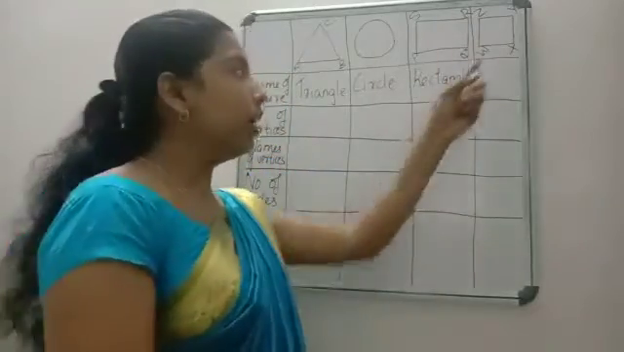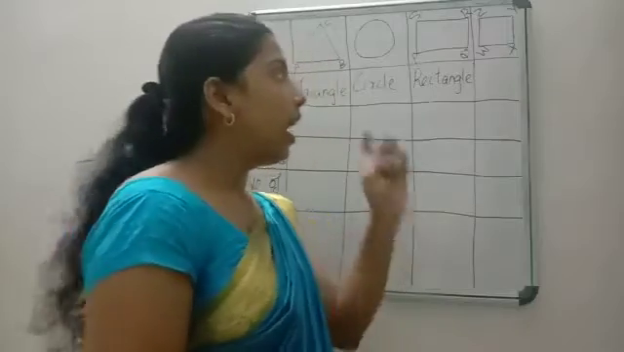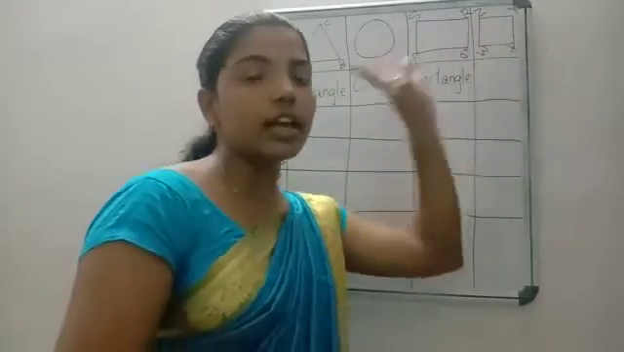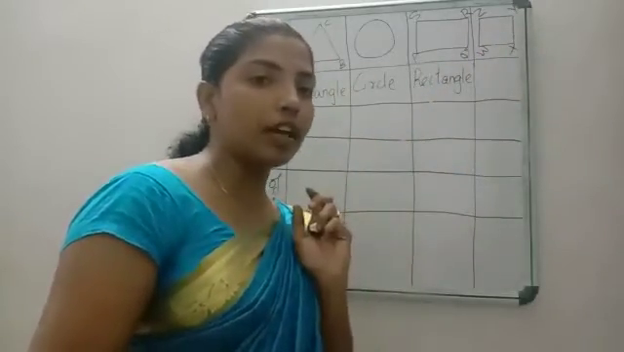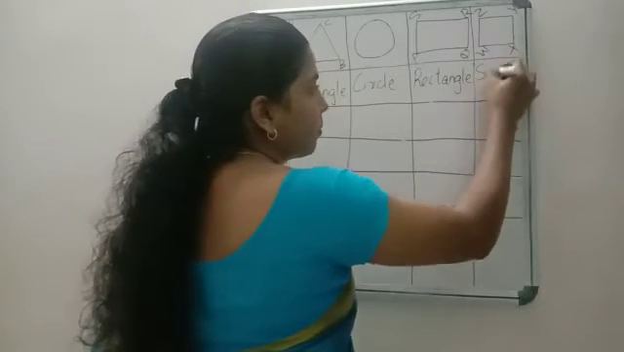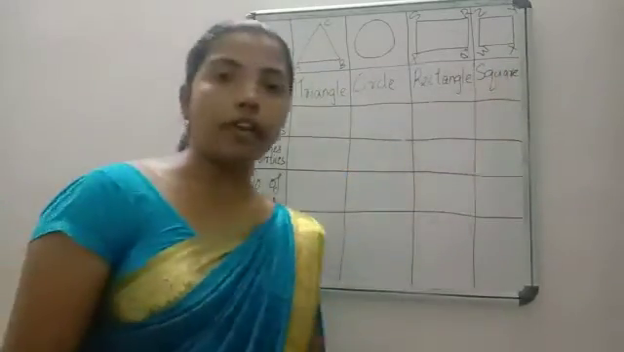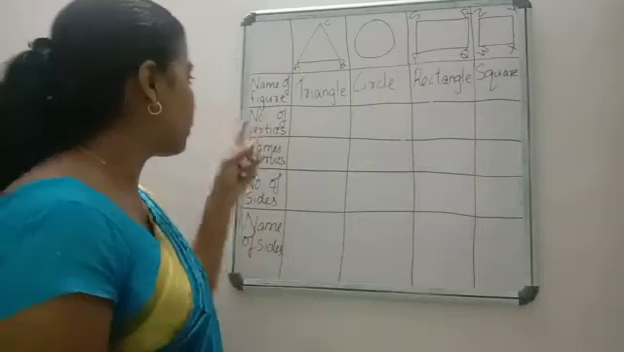Now see the last figure. Here also it is a four-sided figure. Four vertices are there and it seems that all the sides are equal. So which is that figure? Yes, it is a square. Okay, so the first column is over. Very good. Now let us move to the second question.